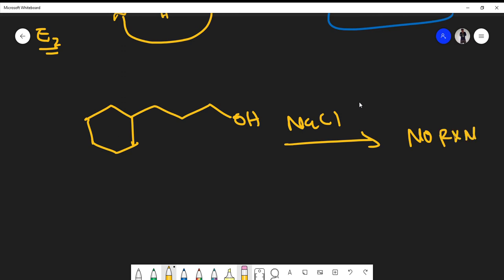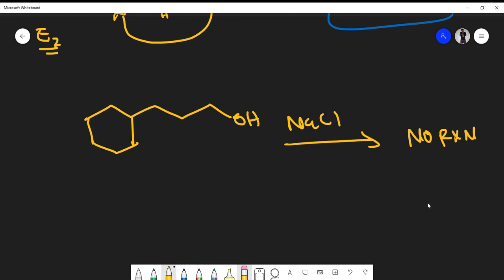Anytime you have an alcohol, an OH group, and you're putting it in any sort of salt, like sodium chloride, lithium chloride, potassium bromide, it will never react. Right? So keep that in your mind. That's a special case in organic chemistry. So salt and an alcohol really do not react. So remember to keep that in your organic chemistry minds.